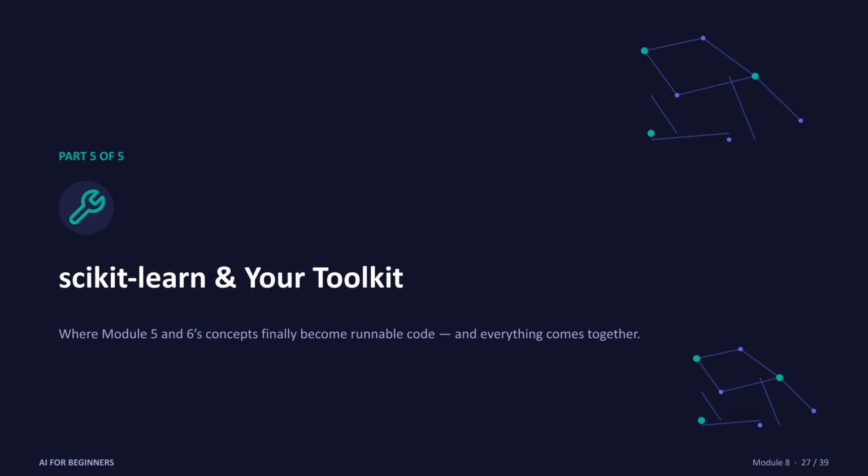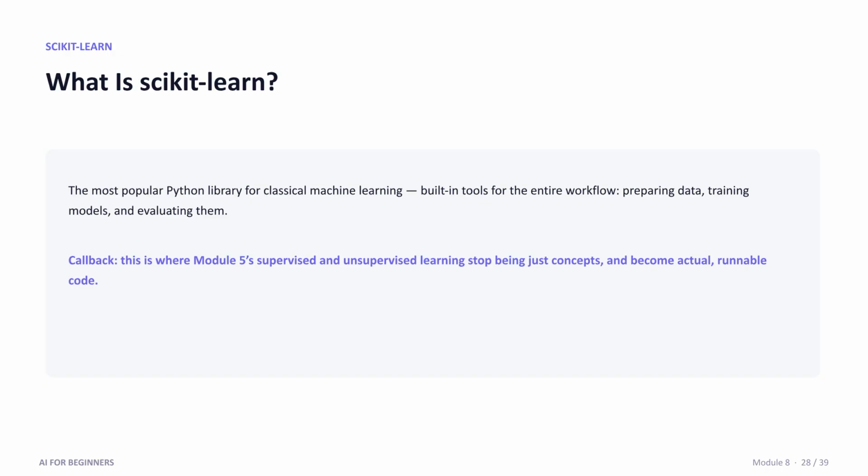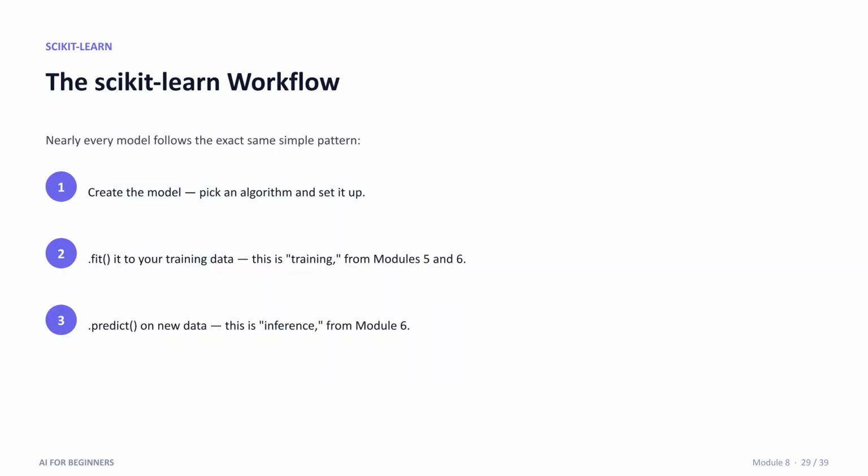Finally, part 5 brings us to scikit-learn. This is where the machine learning concepts from our previous modules stop being just theory and become actual executable code in your hands. Scikit-learn is the go-to library for classical machine learning. It provides a cohesive framework for every stage of your model workflow, from preparing data to training and evaluation. Most models follow a standard 3-step pattern: creating the model, fitting it to training data, and finally using it to make predictions. This consistency makes it very approachable for beginners.